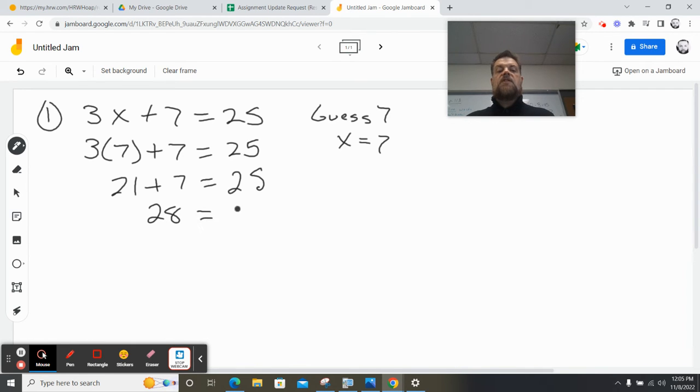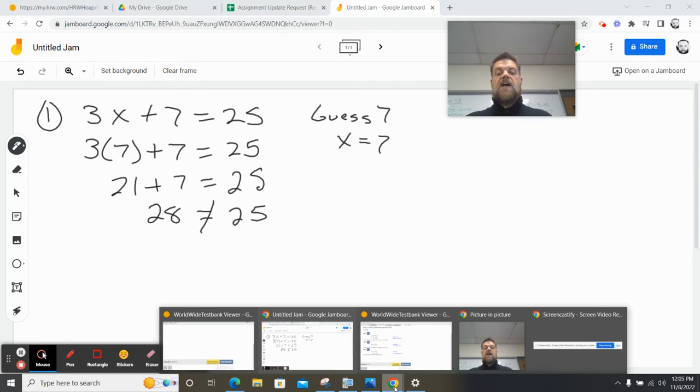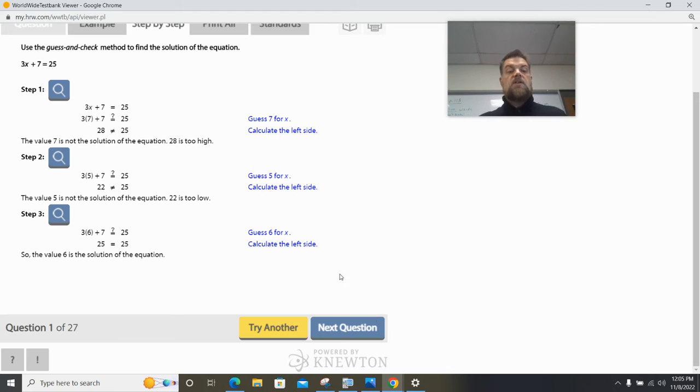Does that equal 25? No, it doesn't equal 25. And so then I go back and I go, okay, that didn't work. And notice that what Mr. Adams wrote down is what they have written down. And it says the value 7 is not the solution because 28 is too high. Because 28 is too high, what do you think you would do? Guess a lower number. So now it says guess with 5.